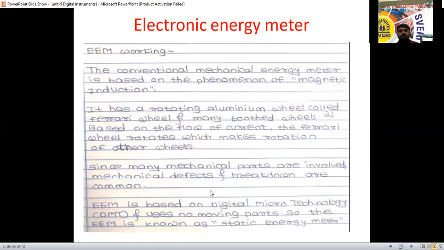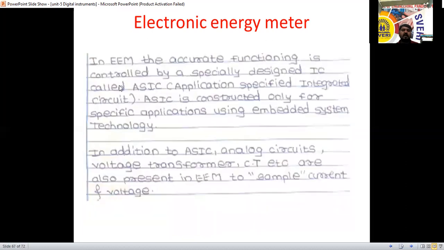In the electronic energy meter, accurate functioning is controlled, so we get an accurate reading of how much electricity we use. This is handled by a specially designed integrated chip called an application specific integrated circuit, ASIC. It is a circuit constructed only for specific applications using embedded system technology.